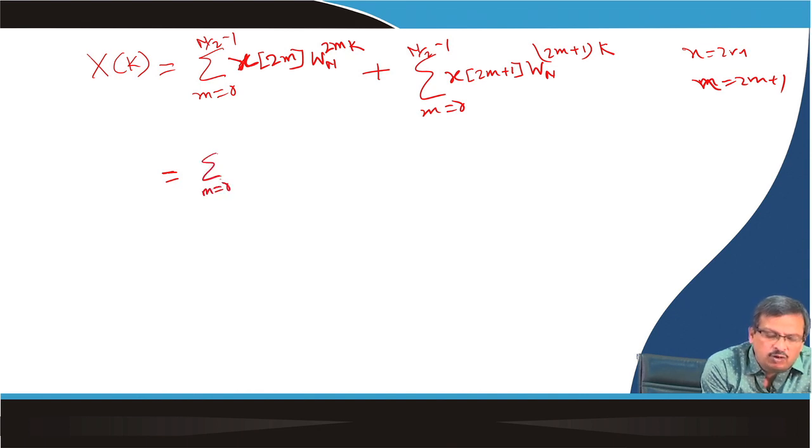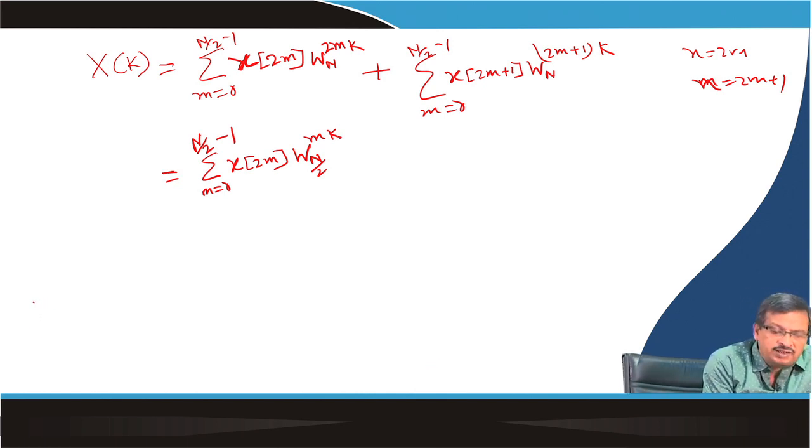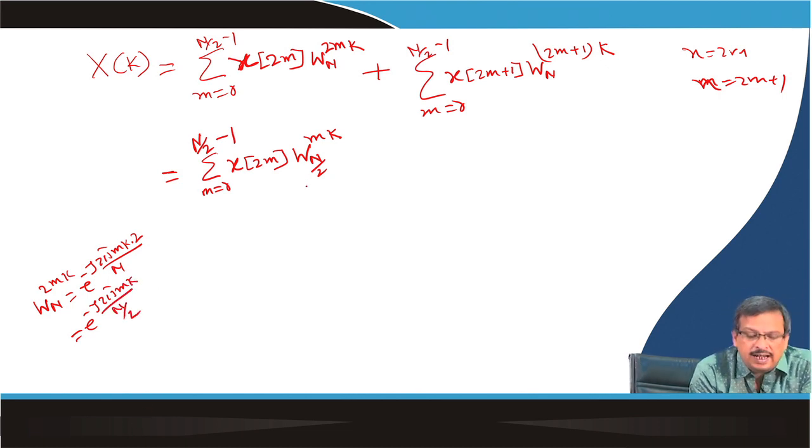The first sum is over m equal to 0 to N/2 minus 1 of x of 2m into W_{N/2}^{mk}. Can I write that or not? Now, I know what W_N is. W_N^2 mk is nothing but e to the power minus j 2 pi mk into 2, and 2 is again there divided by N. So, I can easily write e to the power minus j 2 pi mk divided by N/2. That is why I write N/2 here.